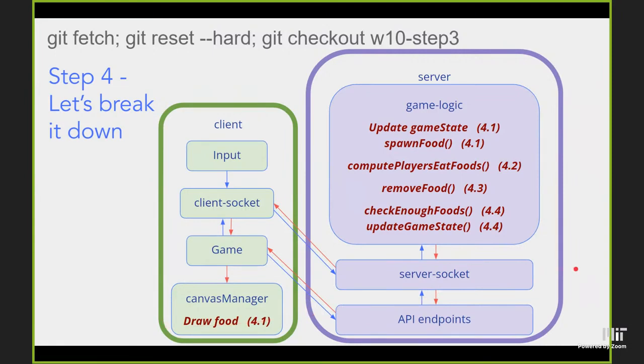In 4.2, we're going to want to compute all the possible ways that players can eat foods, every server tick. This is basically just going to make sure that if a player is on top of a food, the player will eat it. 4.3, we're going to want to implement a function to remove food from the game. And 4.4, we're going to check if there's enough food in the game, and we're going to update the game state accordingly.